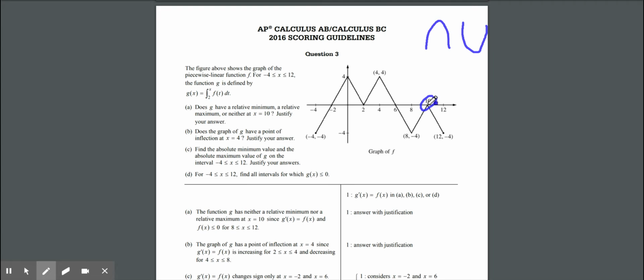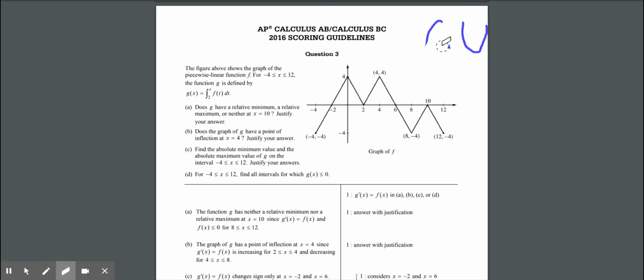So you hit 10, and then immediately after it just keeps going down, and therefore the function g has neither a relative max nor a relative min at x equals 10. You can say that because g prime of x, which equals f of x, does not change signs, or you can say that it's negative for this whole region. Both of those work. This is just a sample justification, and so all of that works. Okay, all right, move on to part B.